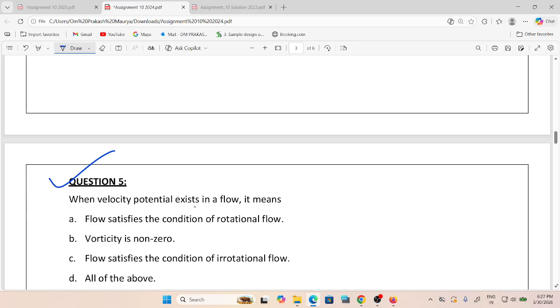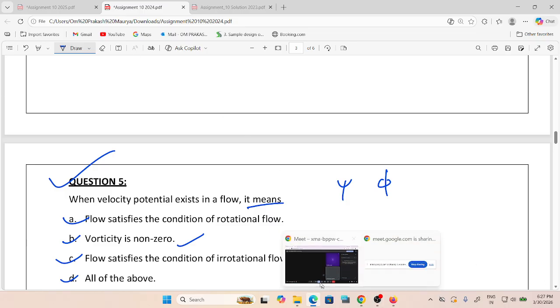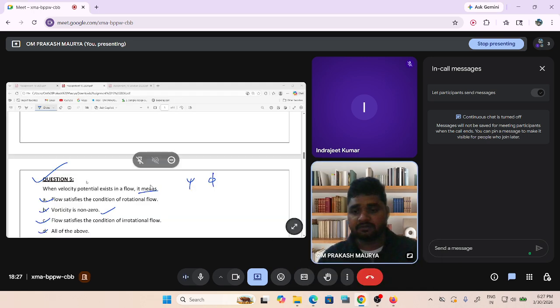Now, next one. When velocity potential exists in a fluid flow, it means, previously we were talking about psi, that is the stream function. Now we are talking about phi, that is the velocity potential function. When the velocity potential exists in a flow, it means the flow satisfies the condition of rotational flow, the vorticity is non-zero, or the flow satisfies the condition of irrotational flow, or all of them. So you have the 4 options again, a very conceptual question. Just try to think and write your answer in the chat box. I'm waiting, please.